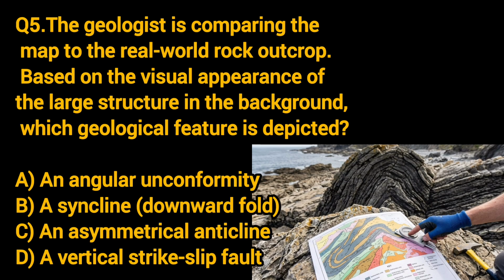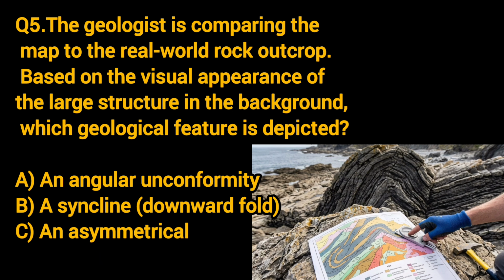The geologist is comparing the map to the real-world rock outcrop. Based on the visual appearance of the large structure in the background, which geological feature is depicted? A. An angular unconformity. B. A syncline downward fold. C. An asymmetrical anticline upward fold. D. A vertical strike-slip fault.